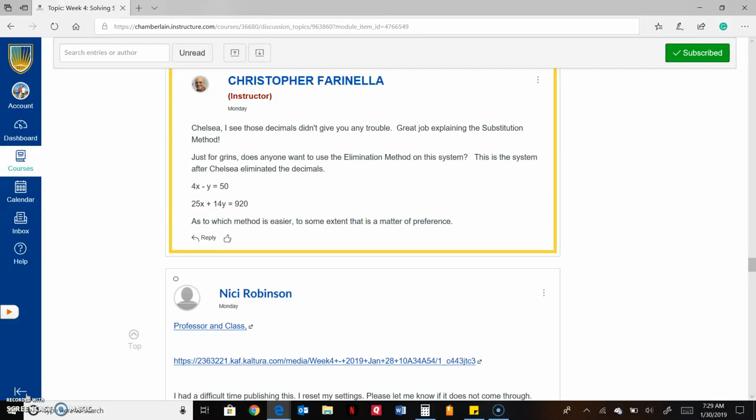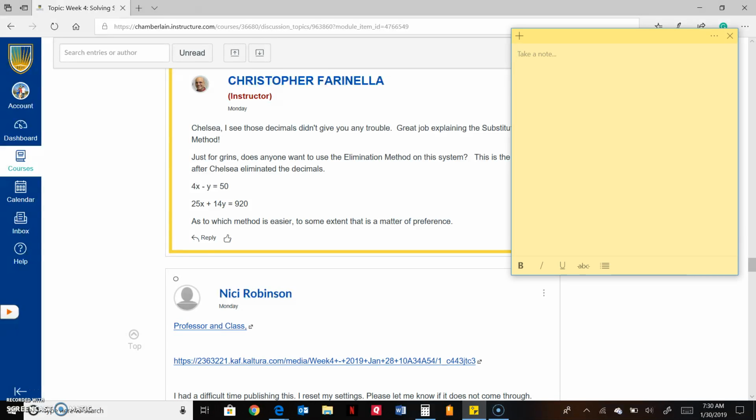He wants to know if we can solve this equation using the elimination method. So let's do that. 4x minus y equals 50, and 25x plus 14y equals 920.